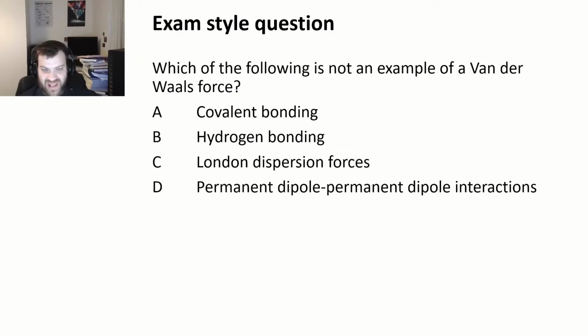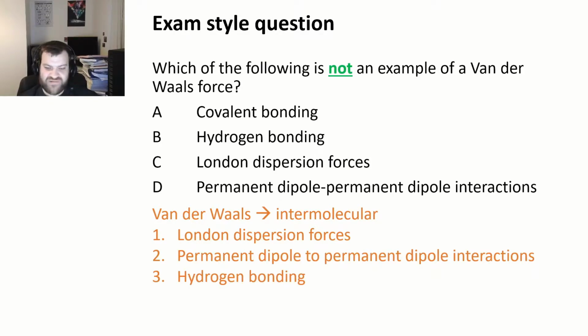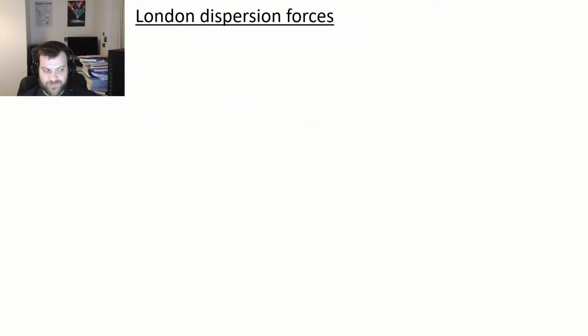You can be asked to pick the odd one out of a particular list of different types of bonds and forces. We're asked about van der Waals forces. These are our intermolecular forces, which are LDFs, permanent dipole to permanent dipole interactions, and hydrogen bonding. Covalent is an example of an intramolecular force, therefore it's the correct answer to this question.